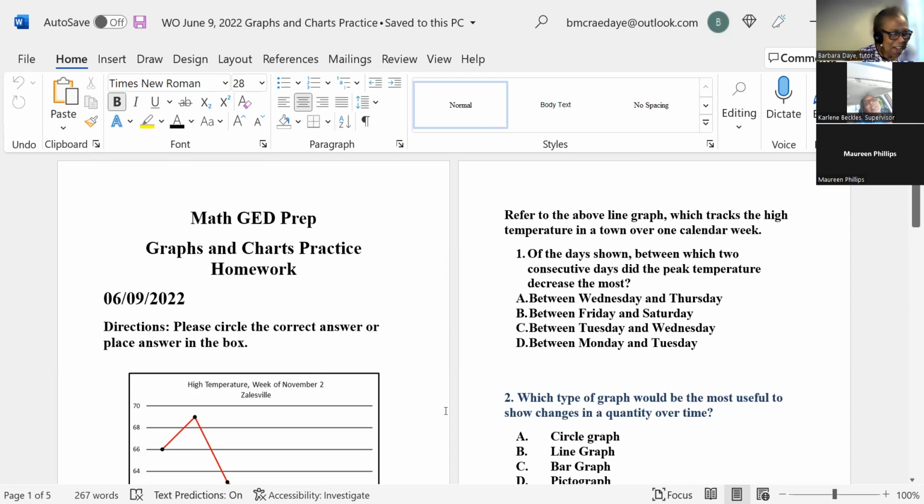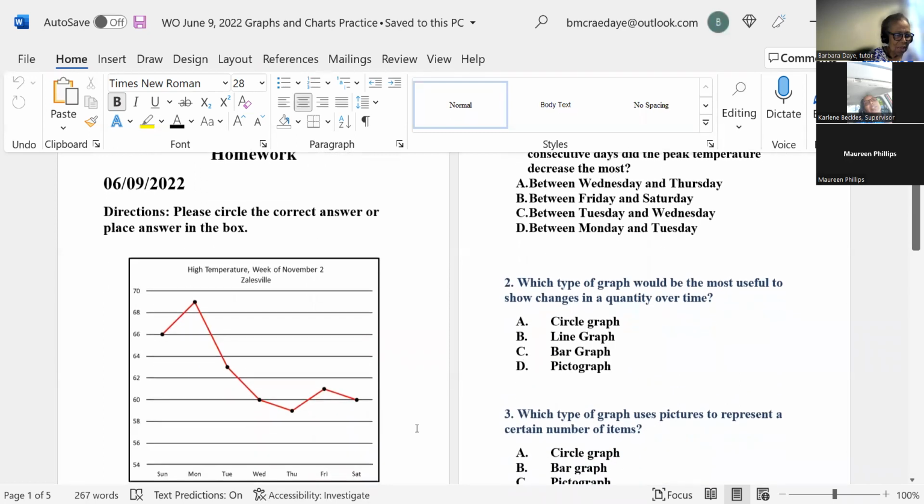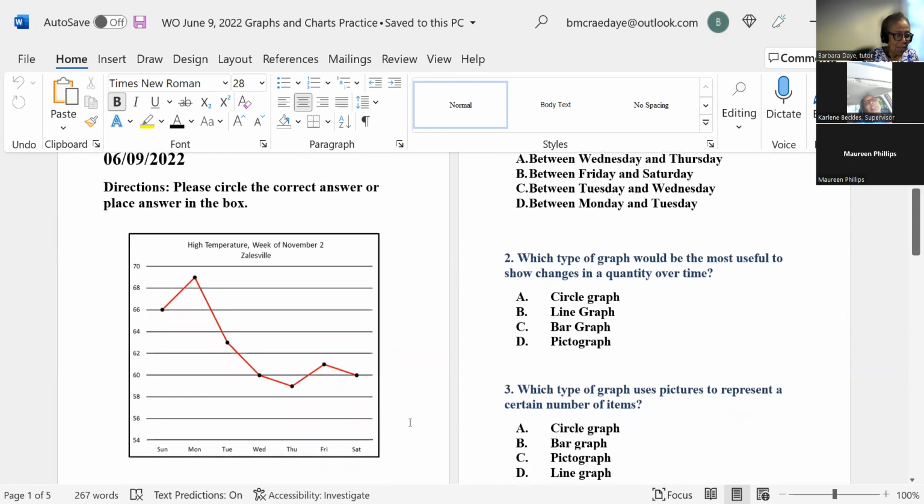Okay, let's look at the first graph. Now, what kind of graph is that, Maureen? Line graph. Very good. This is a line graph, and it's showing the high temperature in Zanesville for the week of November 2nd. And notice how the temperature goes up, goes down, goes up again, goes down.